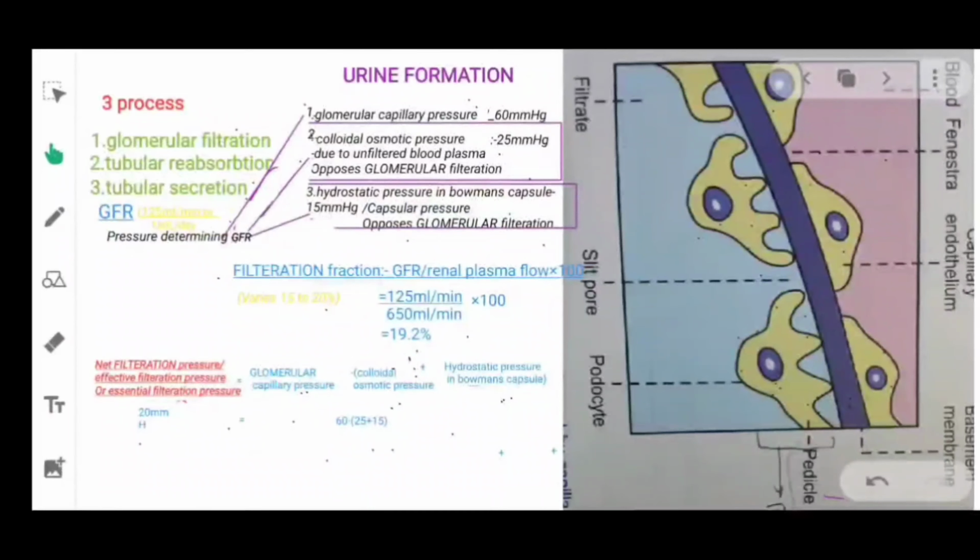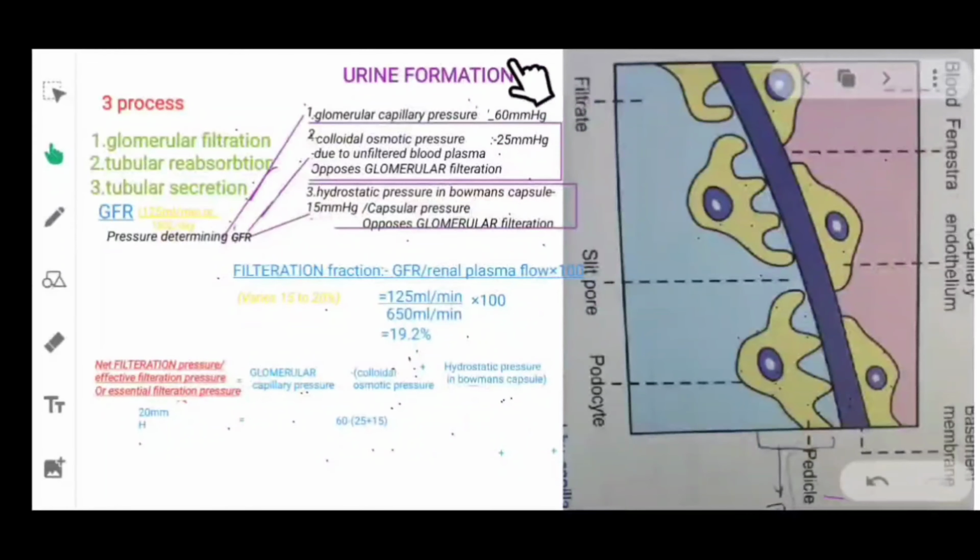Now, pressures determining GFR. What are the pressures that determine GFR? There are a total of 3 pressures which determine the GFR. First is glomerular capillary pressure. It is 60 mmHg. Now, what is glomerular capillary pressure? It is the pressure exerted by the blood on the glomerular capillaries.